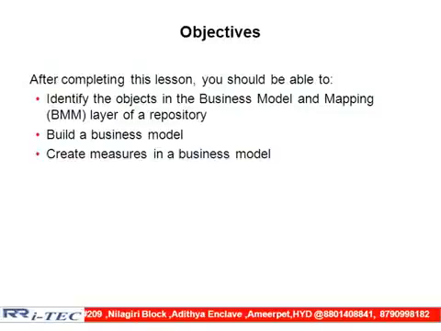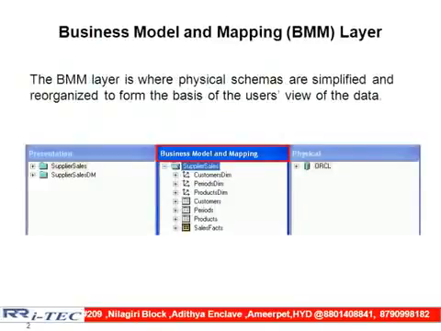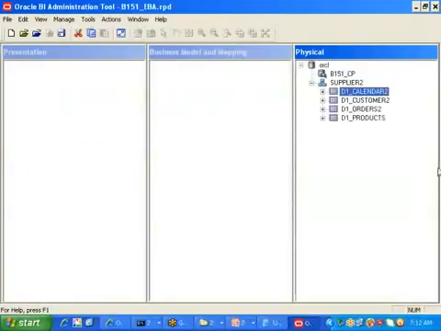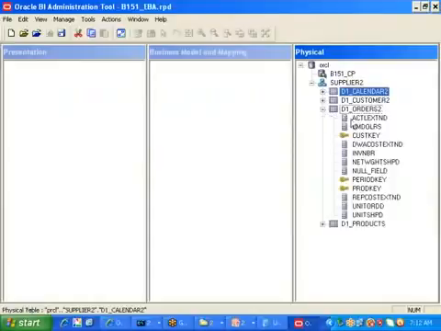Now, in the business model and mapping layer, the BMM layer is where physical schemas are simplified and reorganized to form the basis of the user's view of the data. Here one important phrase is there, that is called the user's view of the data. What does that mean? Suppose as a technical person, you will be able to understand if I give ACTL EXTND, then it means actual extended dollars.